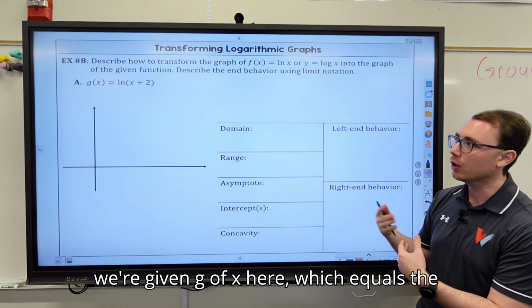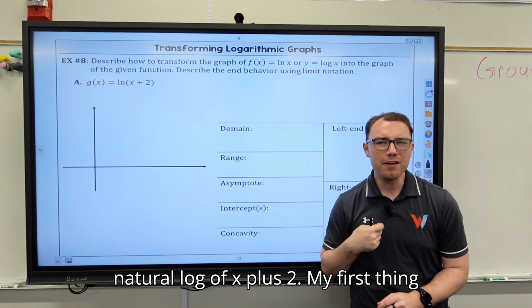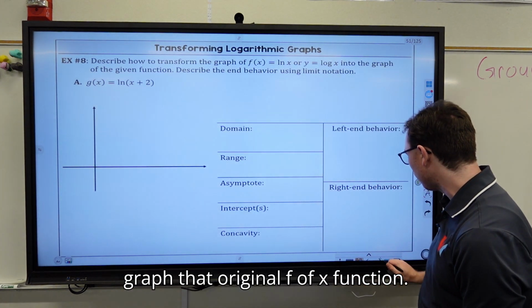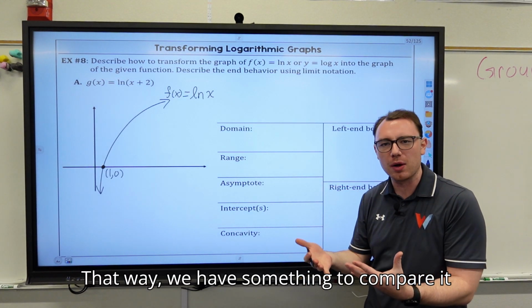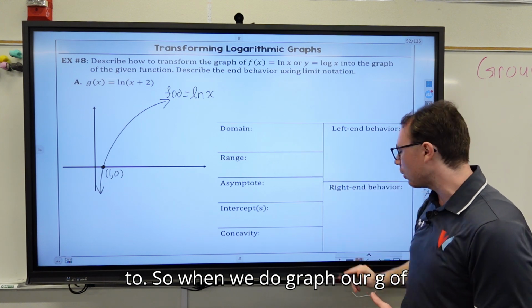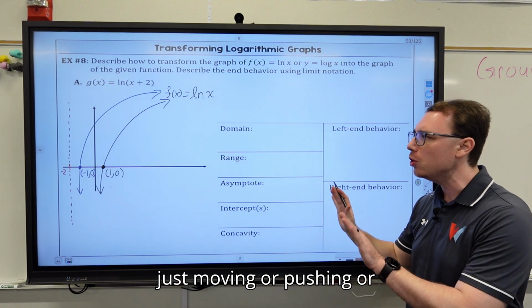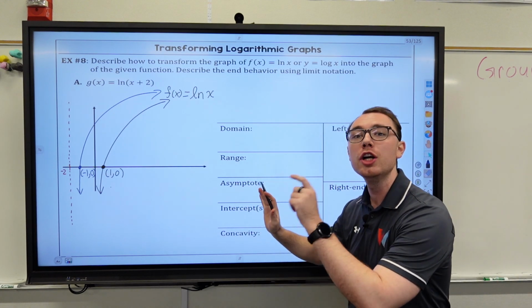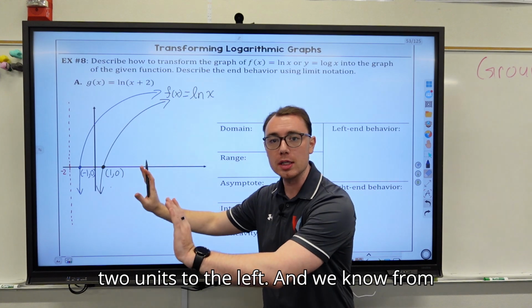First, in part A, we're given g of x, which equals the natural log of x plus 2. My first thing is to try and graph that original f of x function. That way we have something to compare it to. When we graph our g of x in blue here, it's almost like we're just translating this f of x 2 units to the left.